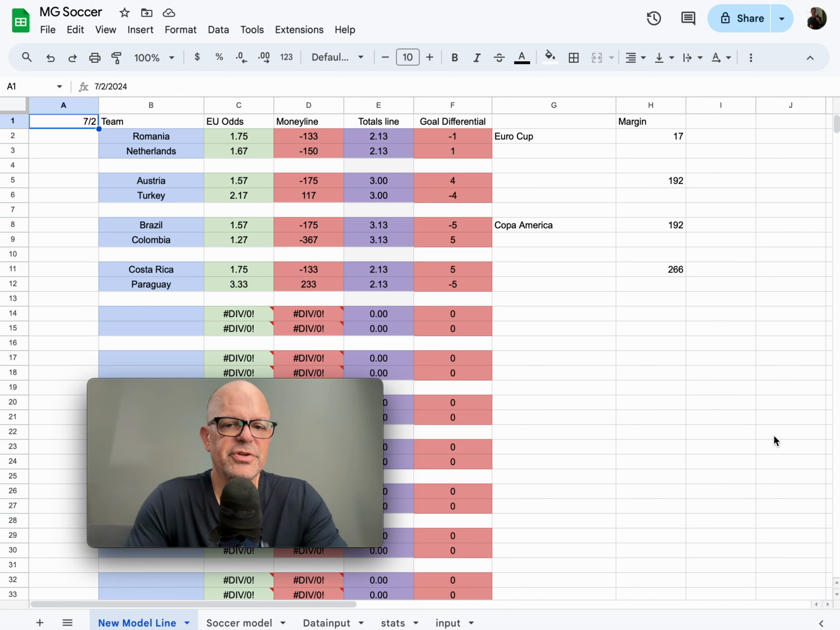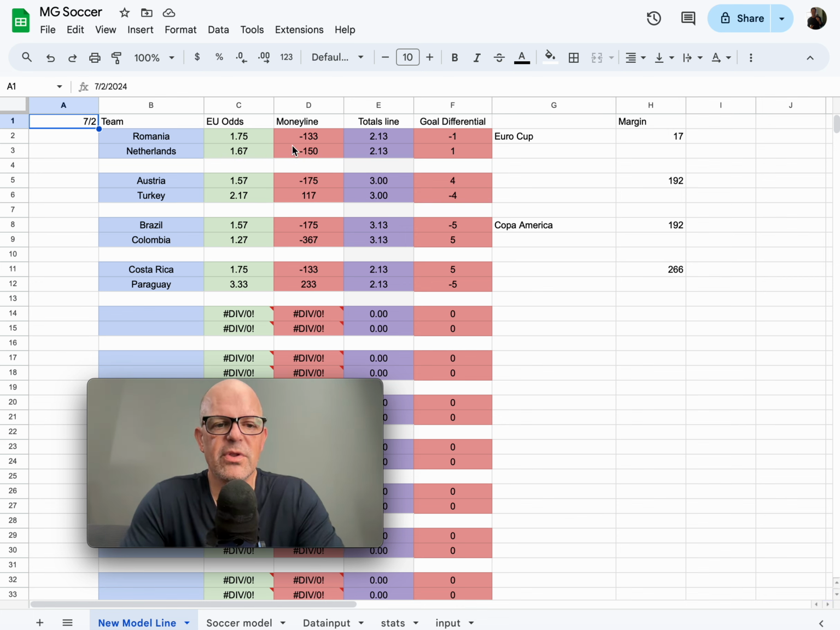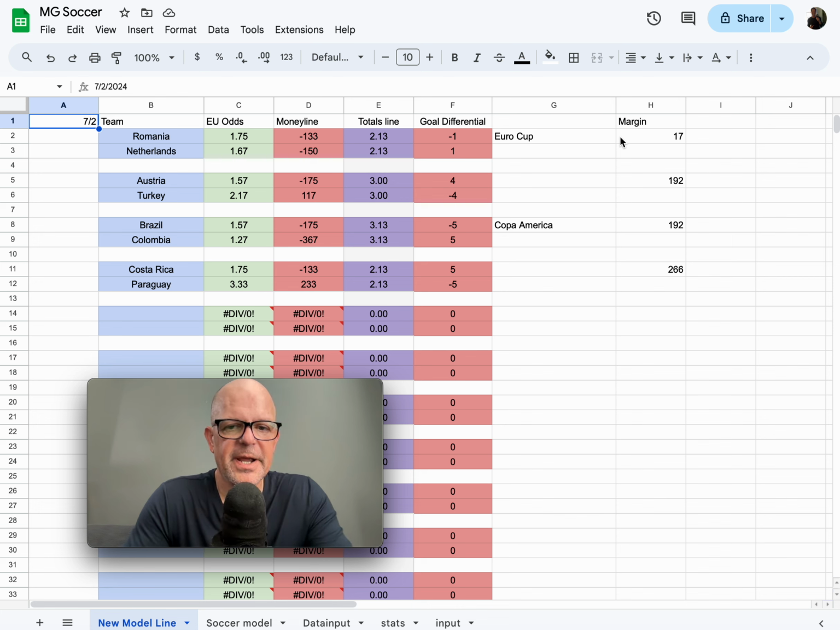Now the way I'm going to show you in this video, in the soccer example, we're going to look at the team we're considering versus the quote bad team and look at the difference between those. So for example, you look at Romania and the Netherlands. Netherlands was minus 150, Romania was minus 133. So that was only a 17-point differential. So that means this outcome via my model is less predictable, right?